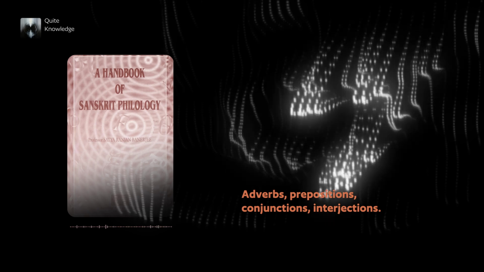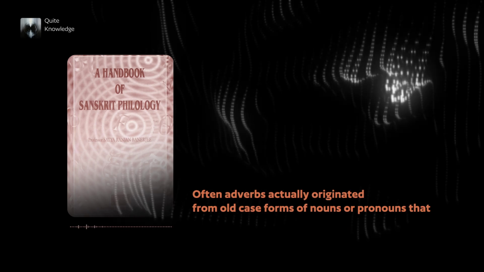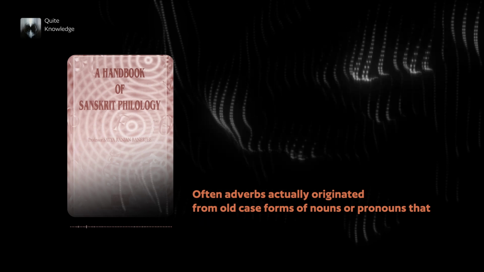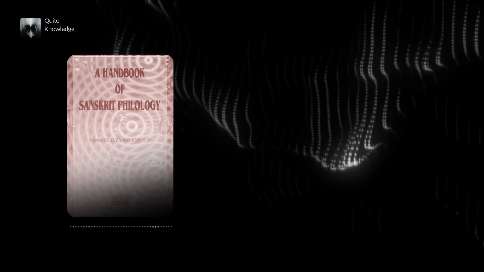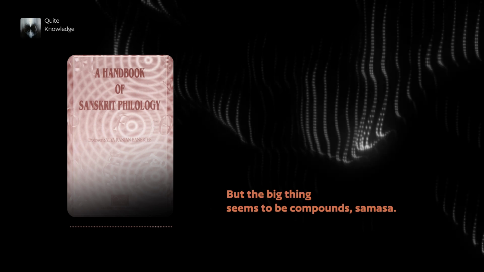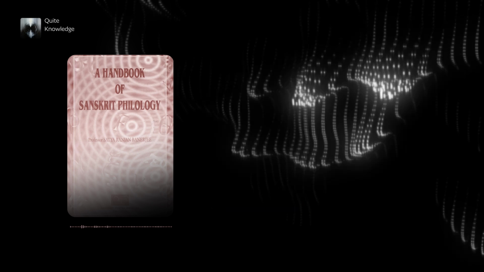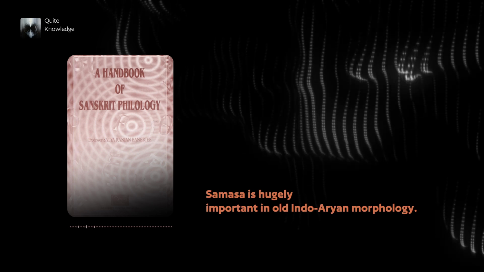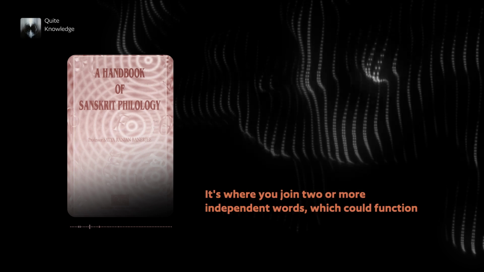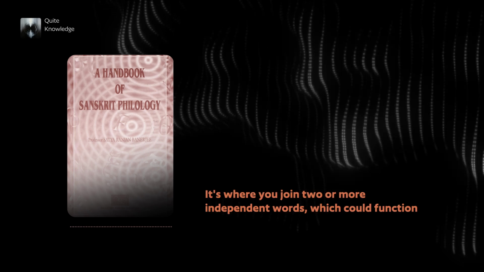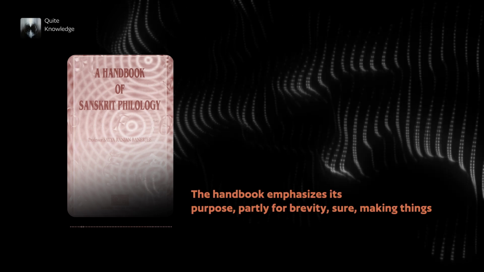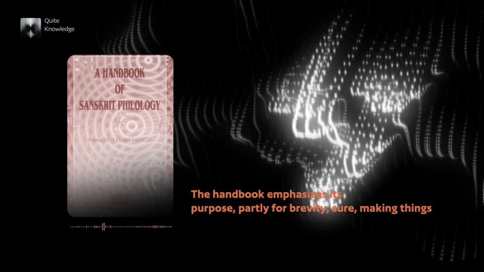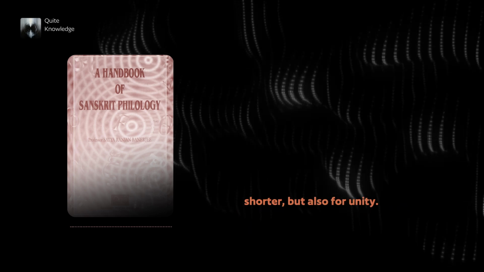Words that don't change form. Right. Adverbs, prepositions, conjunctions, interjections. Often, adverbs actually originated from old case forms of nouns or pronouns that got frozen in time. Prepositions were often used adverbially too, or compounded directly with verbs. Okay. But the big thing seems to be compounds, samāsa. Yes, samāsa is hugely important in Old Indo-Aryan morphology. It's where you join two or more independent words, which could function separately in a sentence, into a single, new compound word. Why do that? The Handbook emphasizes its purpose, partly for brevity, sure, making things shorter, but also for unity.